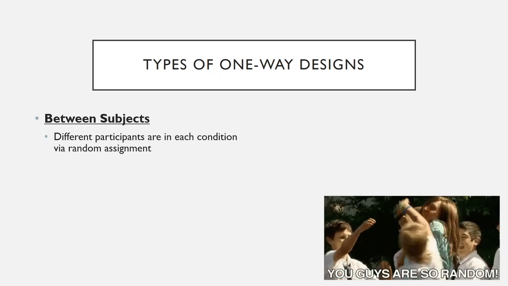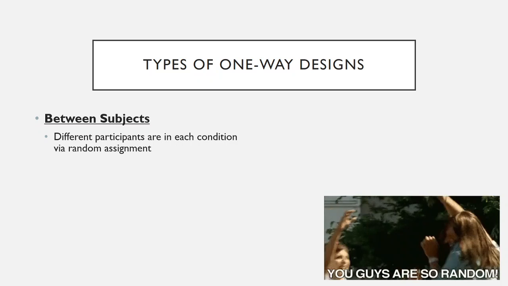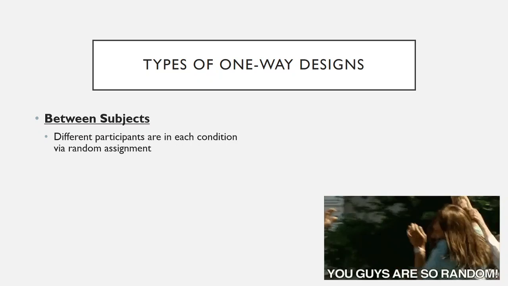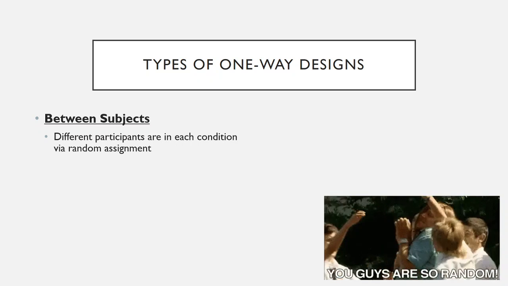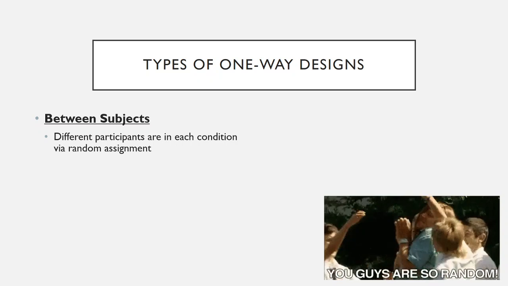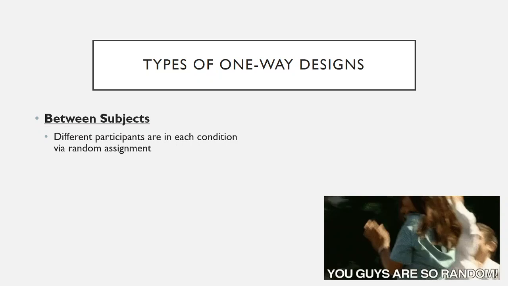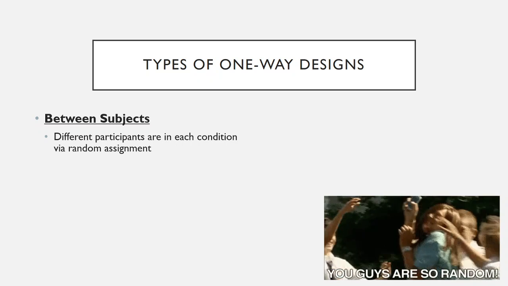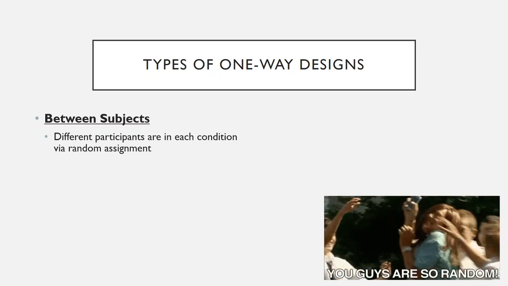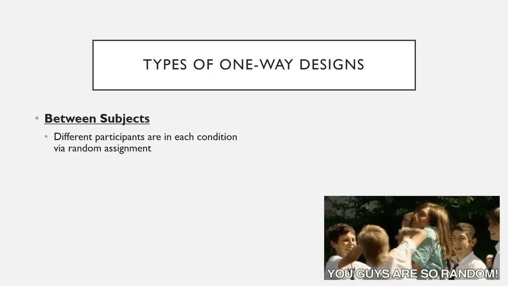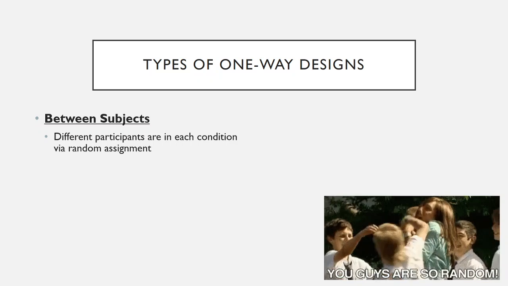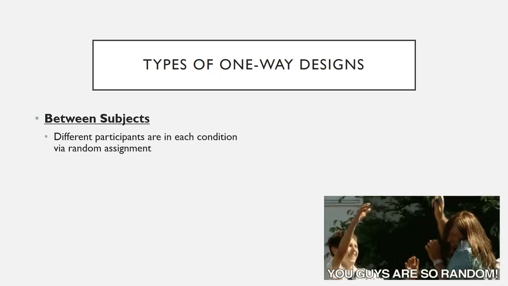So there's still some subtypes of one-way designs. There's still some further distinctions between the two types. One is going to mirror your independent samples t-test, and it's going to be a between subjects design. This is going to be when your participants are either in one condition or the other, right? Your participants are either in the inclusion or the exclusion. They don't see both conditions. They're either in the hot room or the normally heated room. The way you decide which participants are in which condition should be done via the process of random assignment.